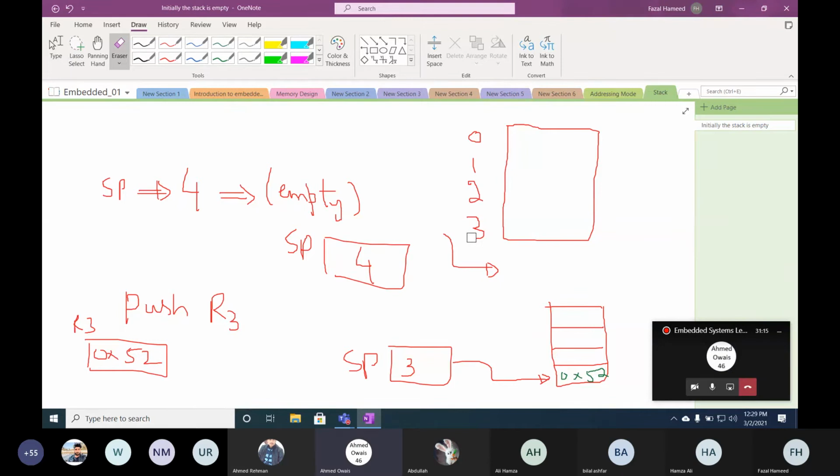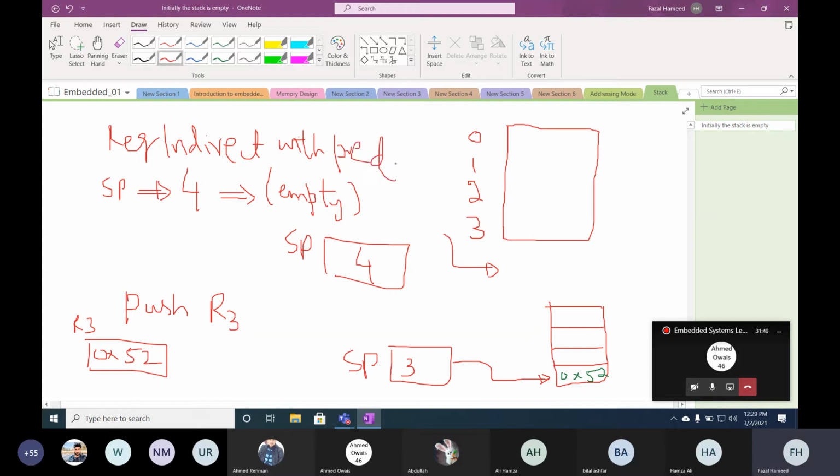Sir, I understood, but now I realized that we are doing post-increment, but we are going upward. We are using register indirect with pre-decrement. In a pre-decrement, first the register is decremented and then the element is inserted. Do you remember? Are we using pre-decrement or post-decrement? Pre-decrement. Yes sir, I remember. So first we decrement the register.